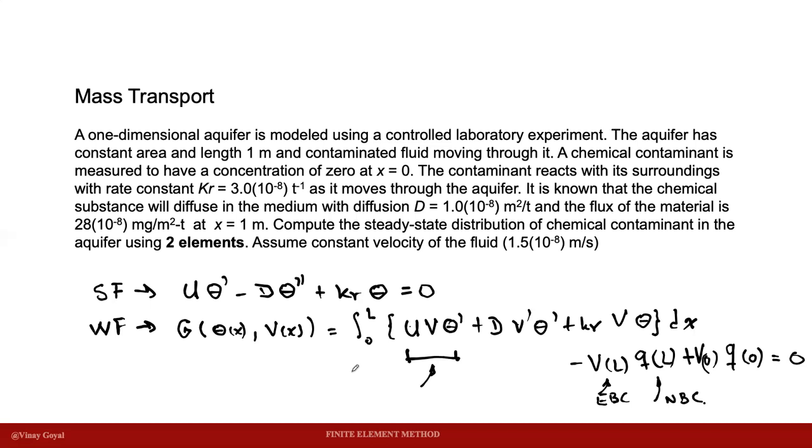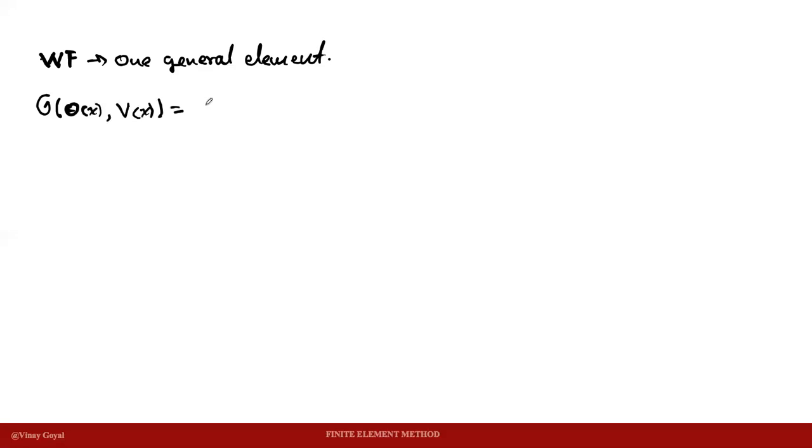So now let's rewrite the weak form, but for one general element, okay? So this is the weak form for one general element. G is a function of theta of x and V of x. And the integral is between the boundaries of the element, so the node at xi and the node at xj. The integrand is what I wrote down in the previous slide.